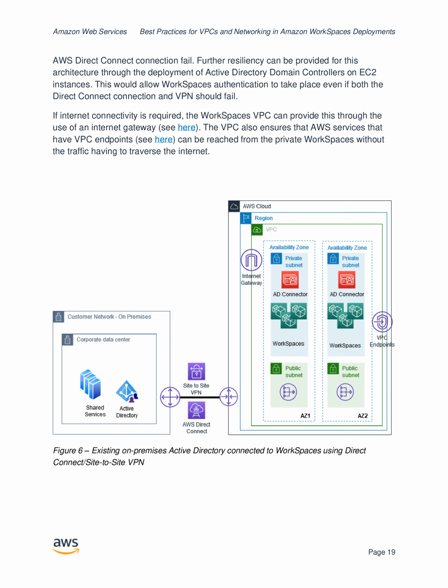If internet connectivity is required, the WorkSpaces VPC can provide this through the use of a NAT Gateway, see here. The VPC also ensures that AWS services that have VPC endpoints, see here, can be reached from the private WorkSpaces without the traffic having to traverse the internet.